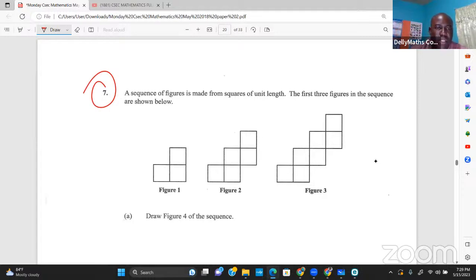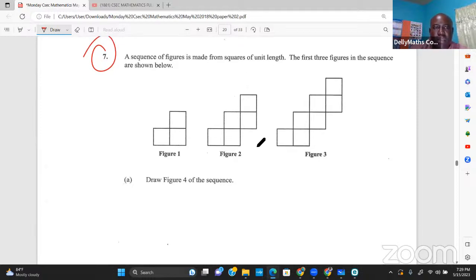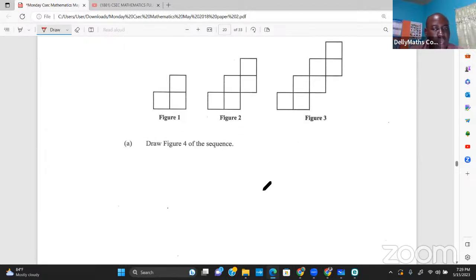All right. So here's the deal. Number 7, that's where we're at. And number 7 says a sequence of figures is made from squares of unit length. The first 3 figures in the sequence are shown. Figure 1, figure 2, figure 3. Draw figure 4 of the sequence.